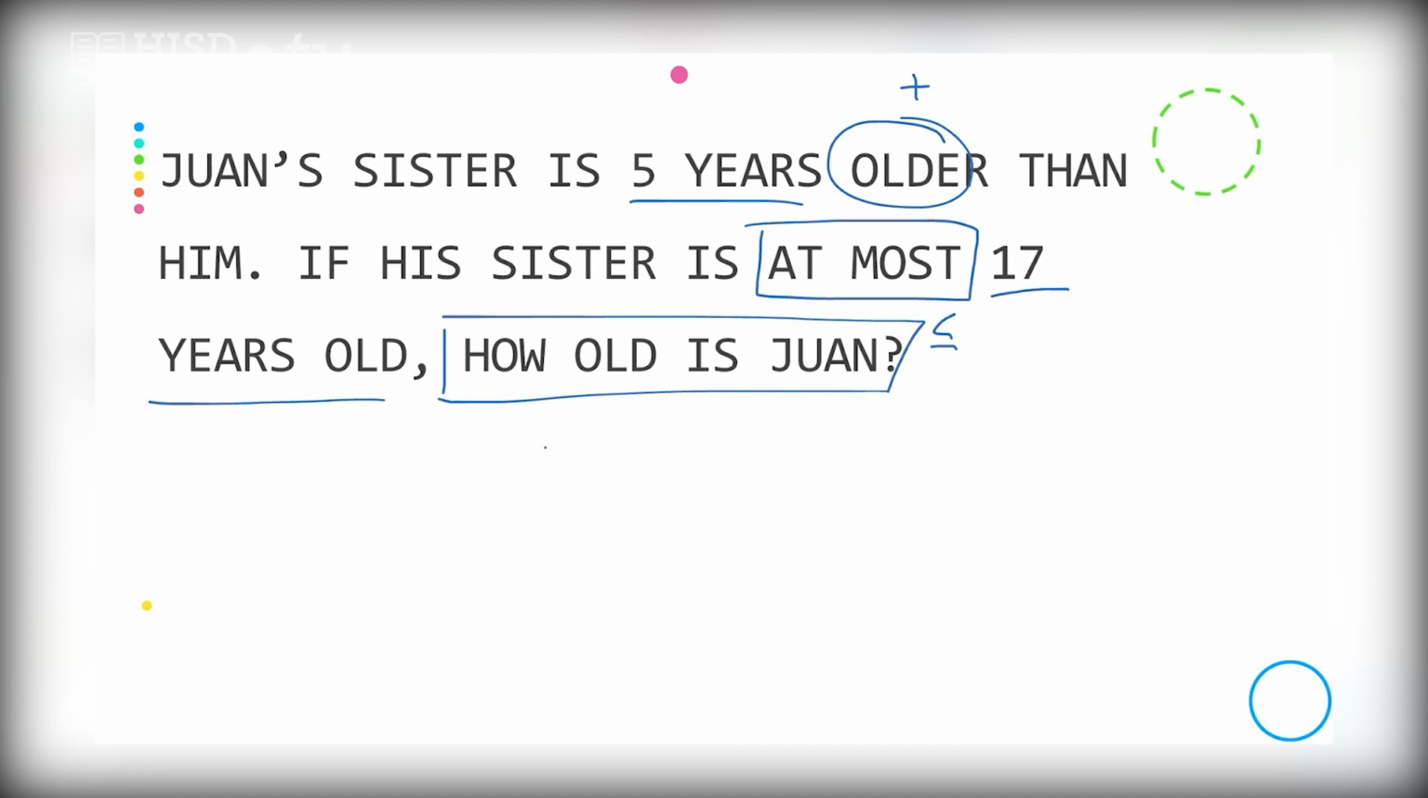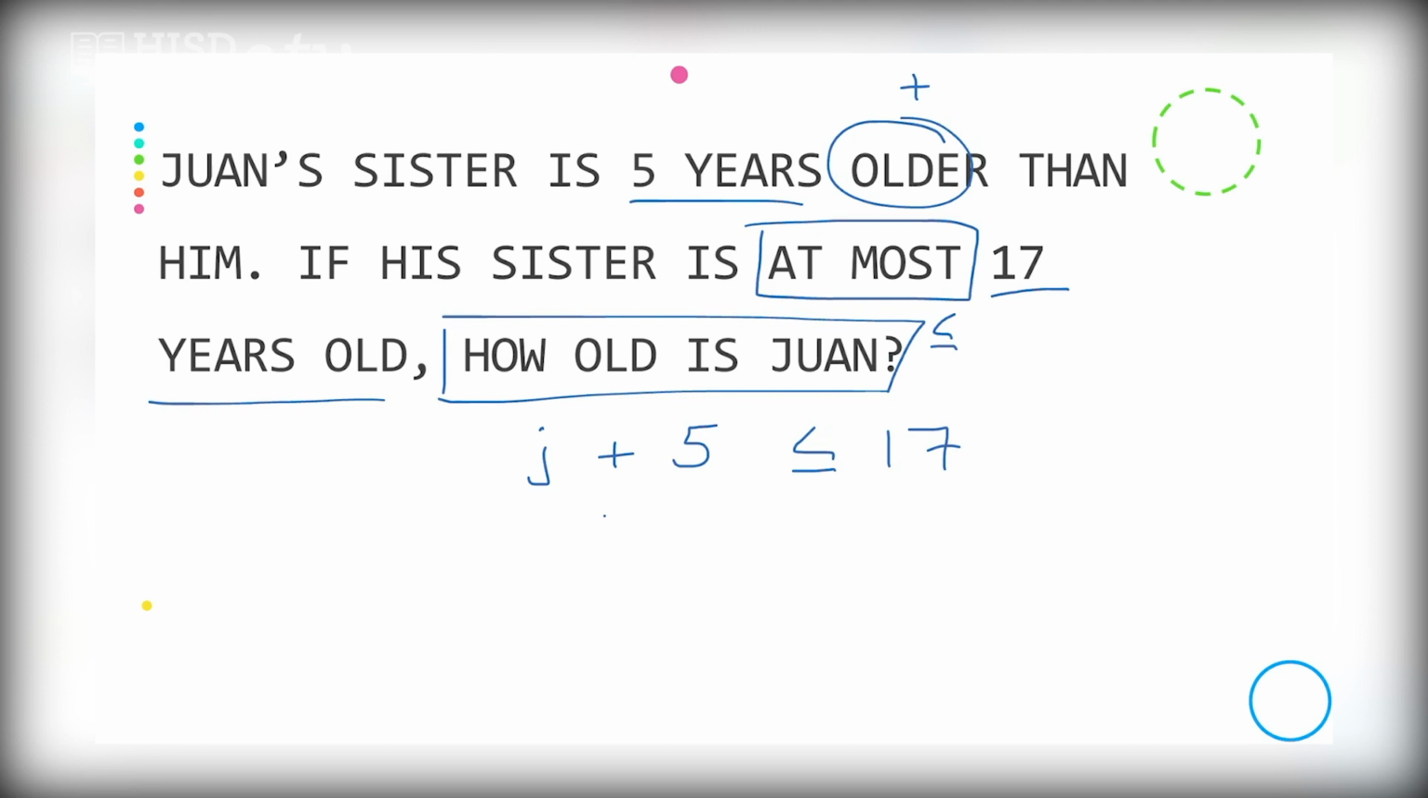So this is going to be our question, and in order for us to solve this, I'm going to start with the age of Juan, which is the variable that we don't know, so we can represent it as J, plus the 5 years that his sister is older than him. And then I'm going to put the symbol at most, so it's going to be less than or equal to, and then the total is 17. So now, in order for us to be able to solve the inequality, we're going to be using again inverse operations.